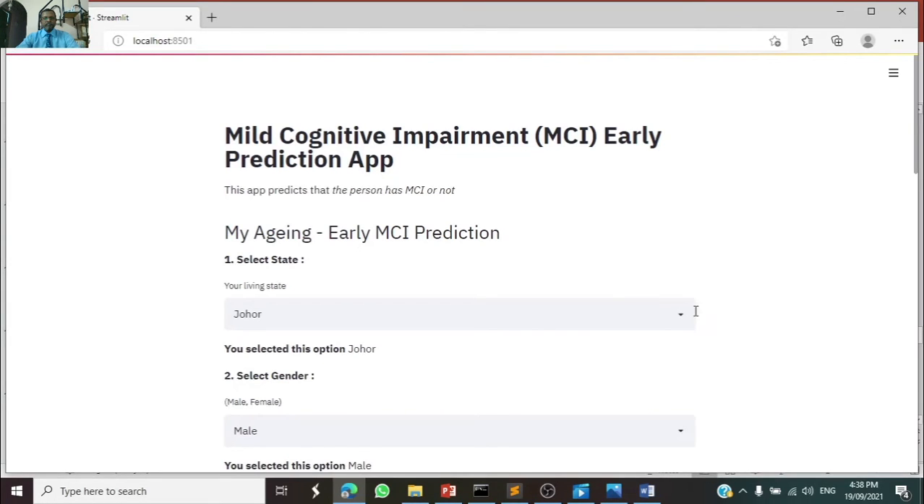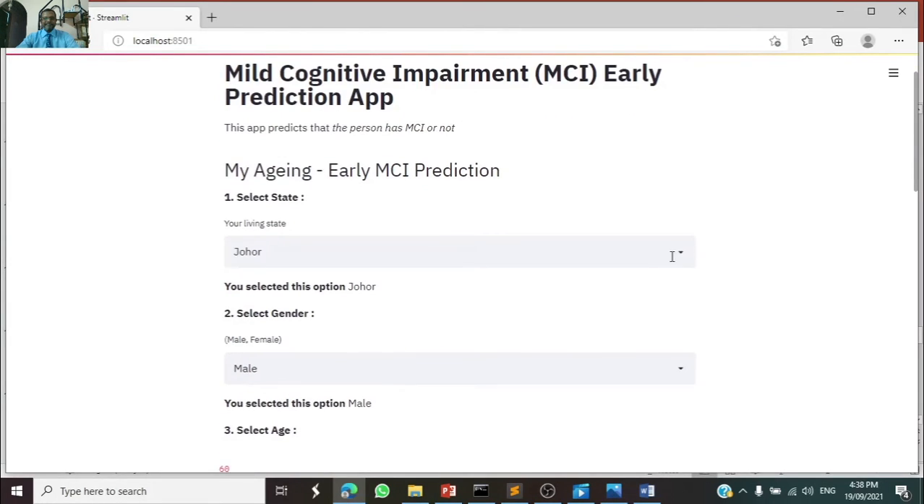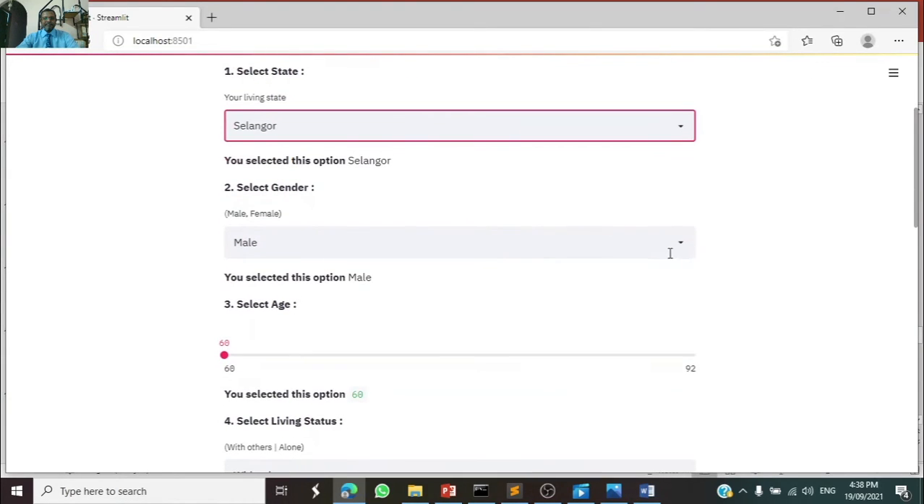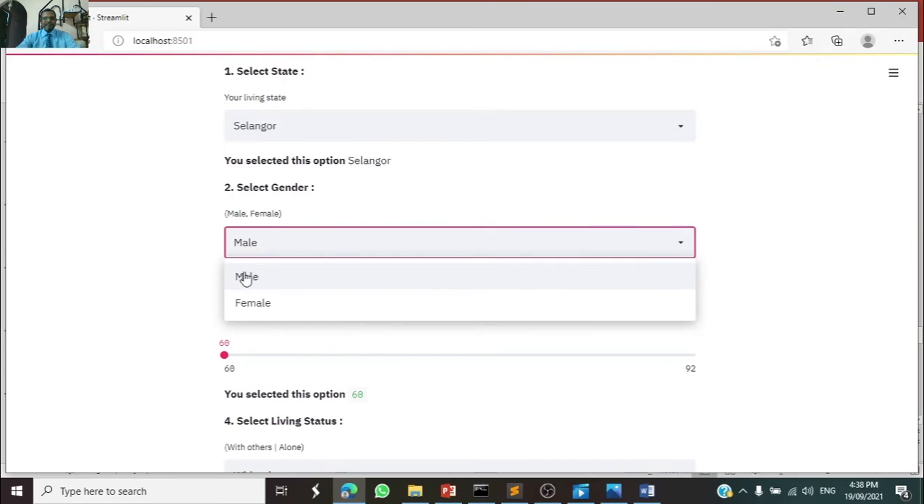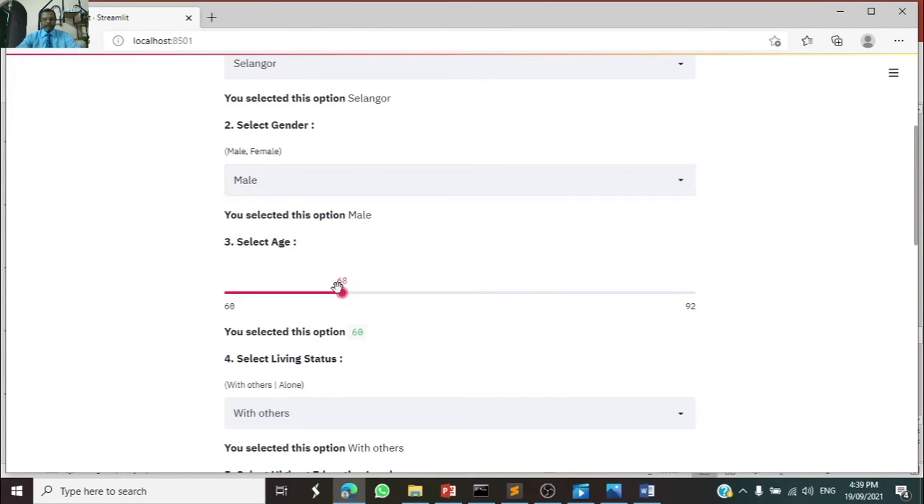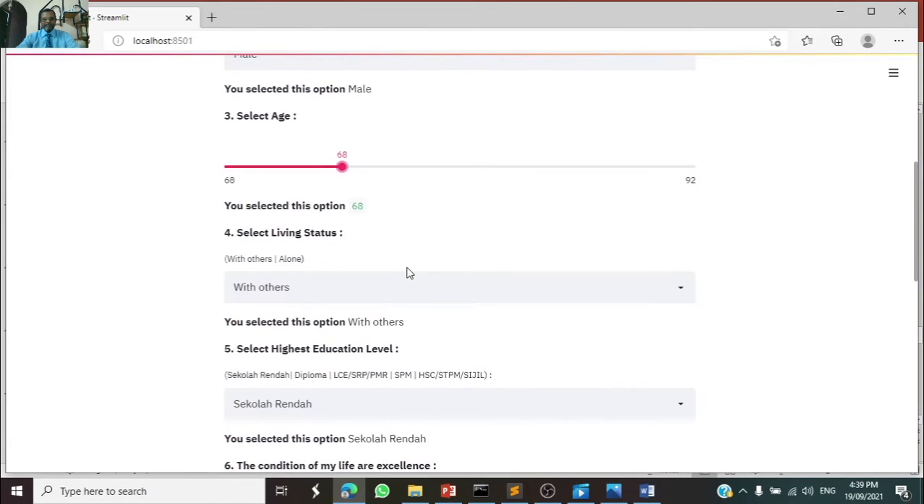First, the select of the state. Let's say the person stays in Selangor. And second, the gender, say it is still male. And we are looking at the age of the person. For our studies, we are looking at from 60 to 92 years old. Say we are looking at 68 years old.